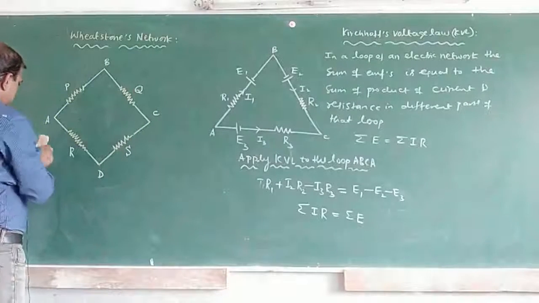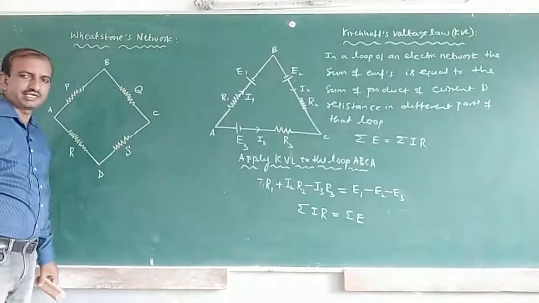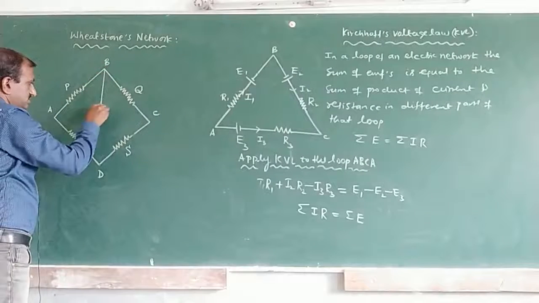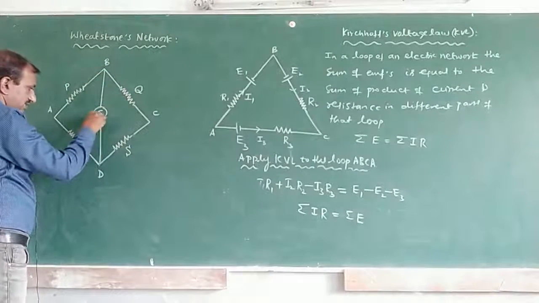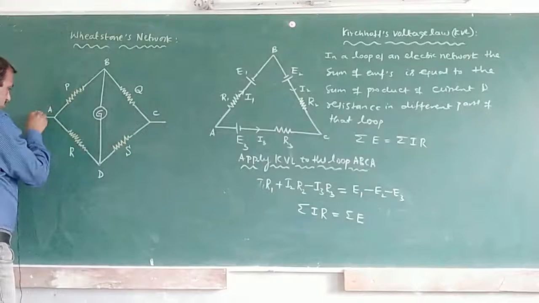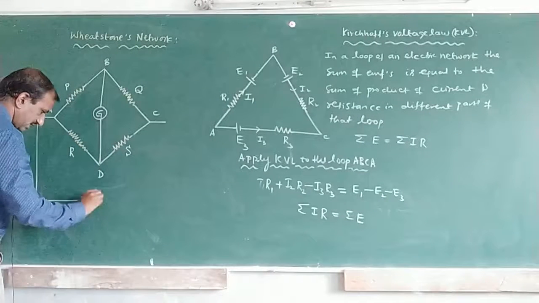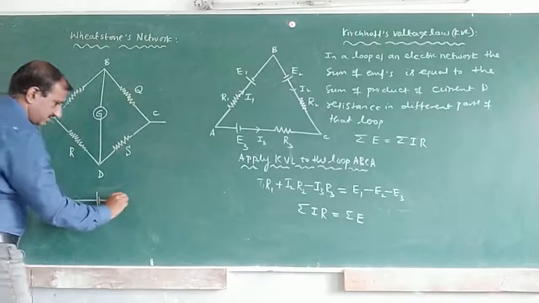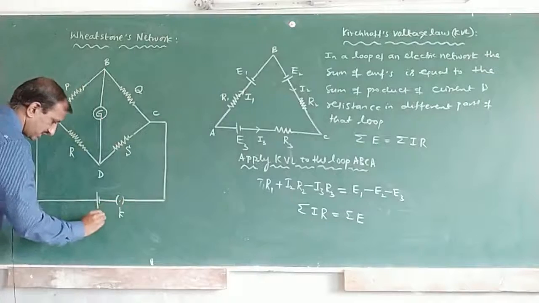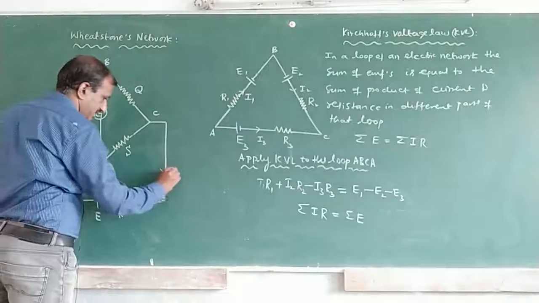Now in between the points B and D, a galvanometer of resistance G is connected. And between A and C, a cell of EMF E is connected through a plug key. This is a plug key, this is a cell of EMF E. Let us consider this is the current I, the main current I.